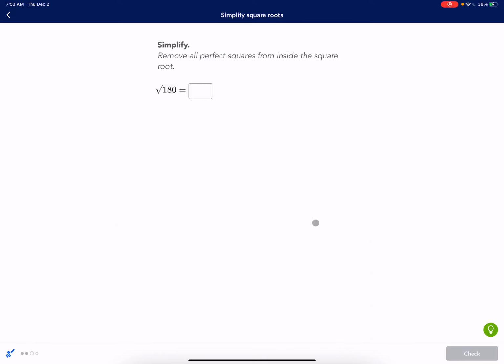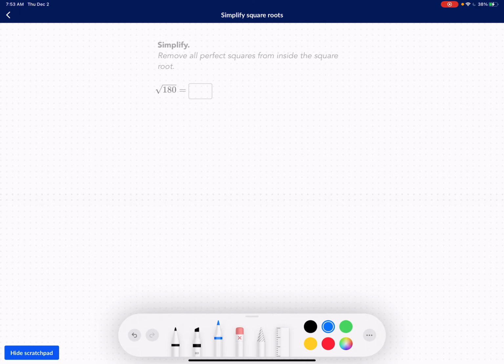And I want you guys to pause the video and try this on your own. All right, I'm assuming that you guys tried it on your own. So let's get started with this one. So square root of 180. Gonna factor that out.